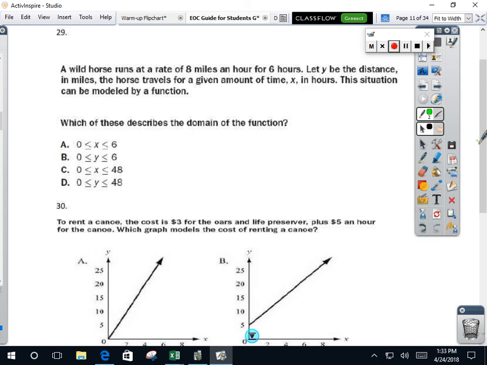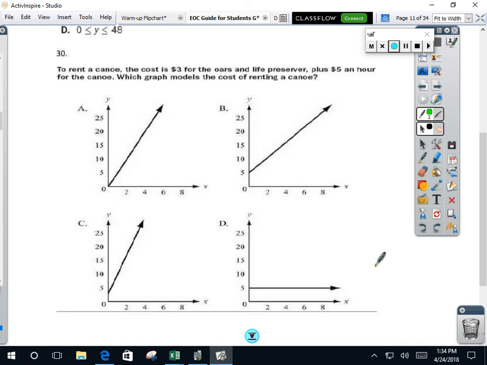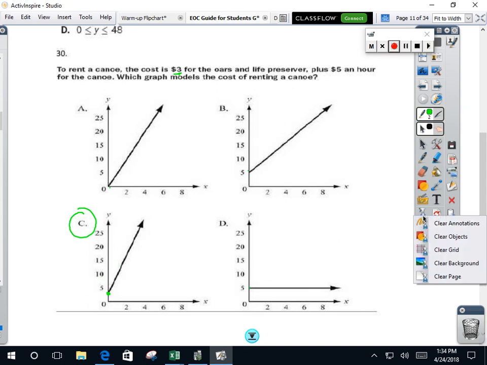All right, number 30. To rent a canoe, the cost is $3 for the oars and the life preserver. So that's a one-time fee just to rent it. Plus $5 an hour for the canoe. Which graph models the cost of renting a canoe? It's C. Remember, you start at the $3. This one starts at 5, this one starts at 0, this one starts at 5. You start at $3, and then from there it increases by 5 an hour. So it's C.